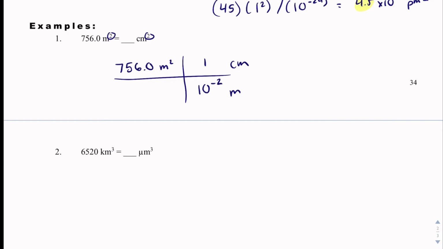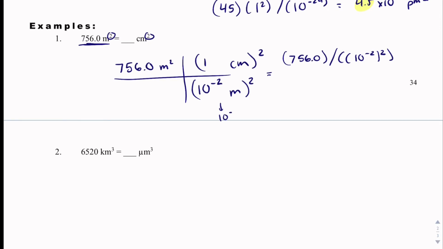Okay, now we're going to square it. Remember, the number they gave you is already squared. So now what we're going to do is square each of these. By squaring the number and the unit, we make sure that we're doing this right. So for my calculator, I'm going to plug in 756.0 divided by 10 to the minus 2 squared, which is the same thing as 10 to the minus 4. Plug that into your calculator. Let's see what we get.